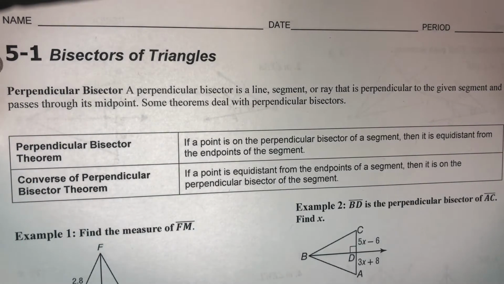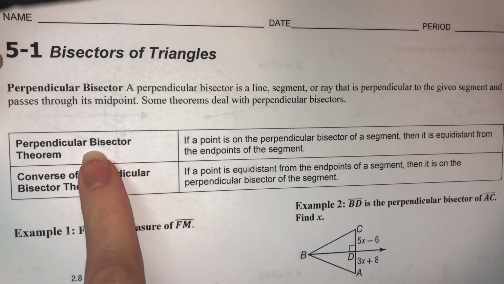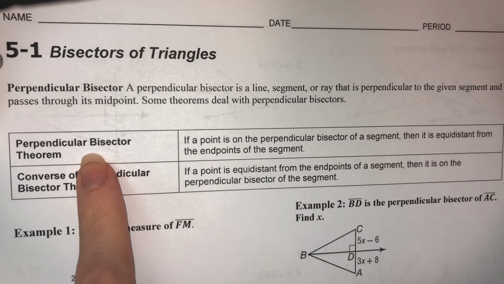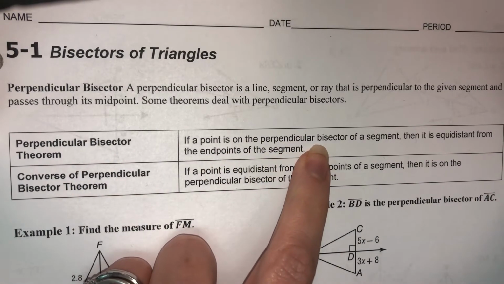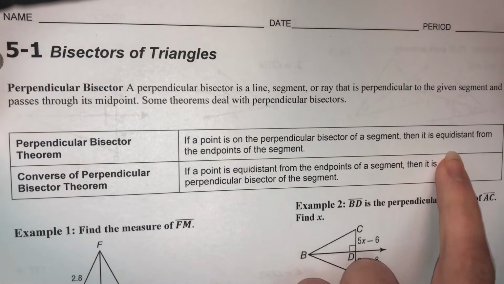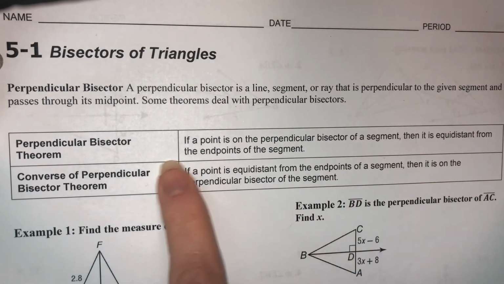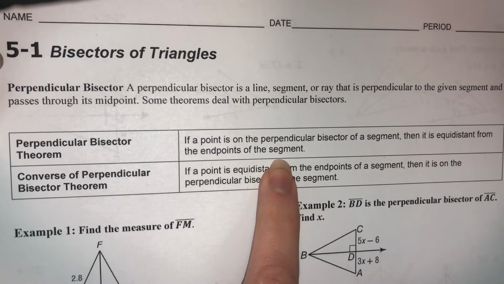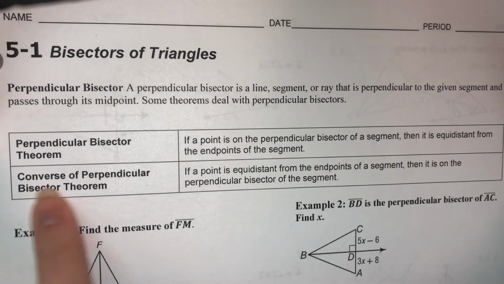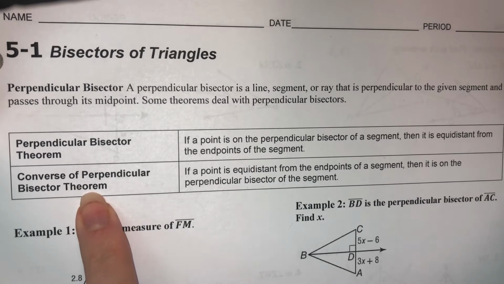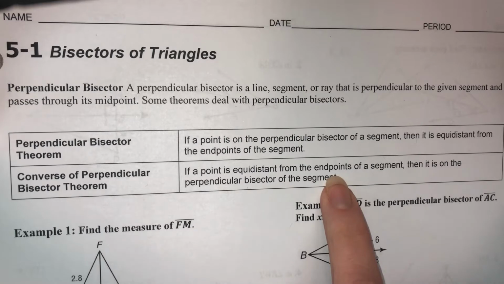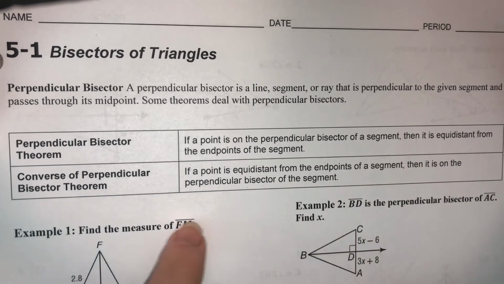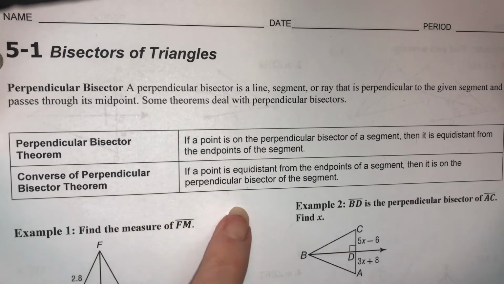Okay, today we are going to talk about bisectors of triangles. We're going to start with the perpendicular bisector theorem, okay? If a point is on the perpendicular bisector of a segment, then it is equidistant from the endpoints of the segment. And the converse of the perpendicular bisector theorem says if a point is equidistant from the endpoints of a segment, then it is on the perpendicular bisector of the segment.